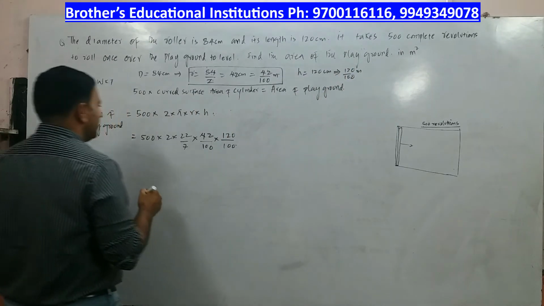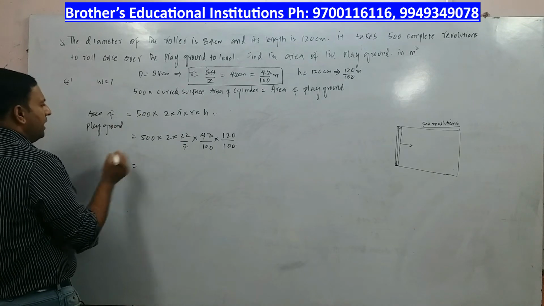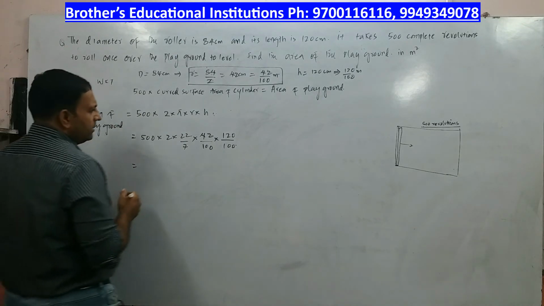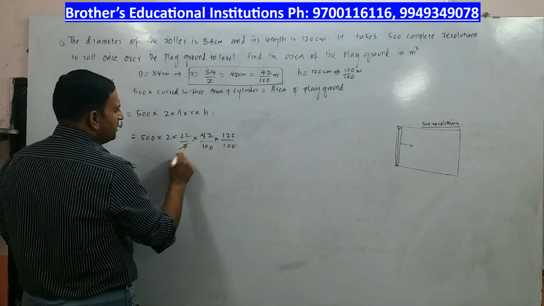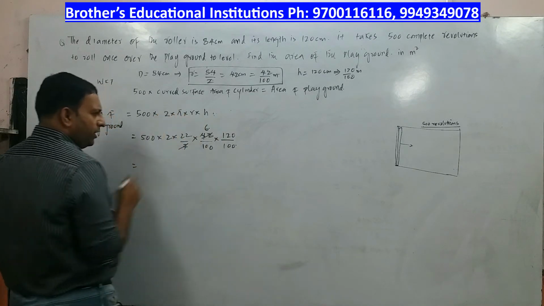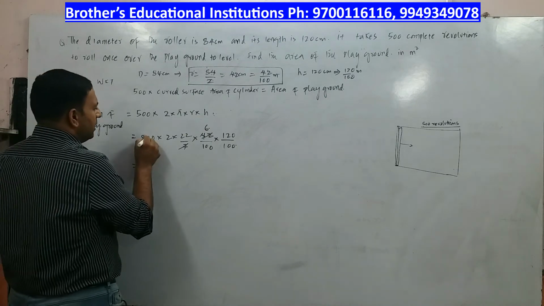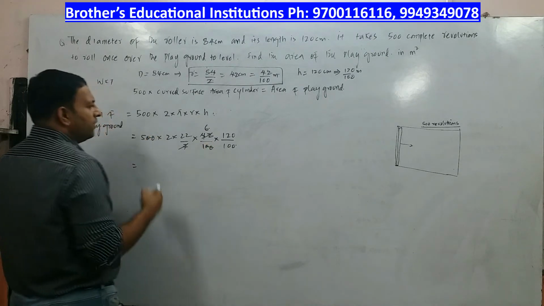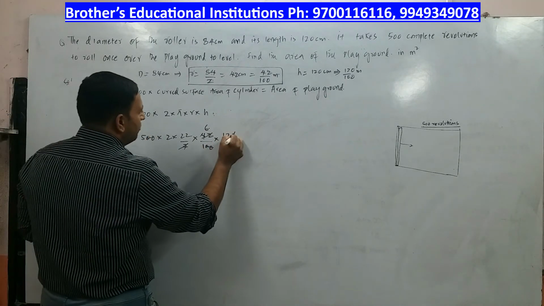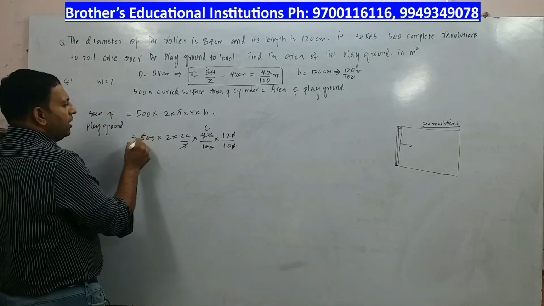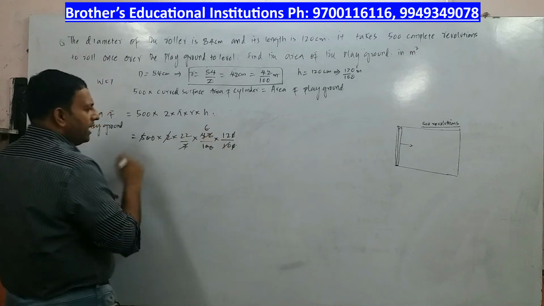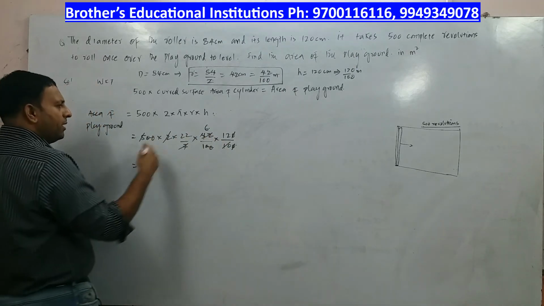All right, so this is the area of the playground. Now we need to calculate. Are any cancellations possible here? 7 6s are 42. Further any cancellations, I can remove these 2 zeros. Further any other cancellation, I can remove this 0 and this 0. Further any cancellations, 5 2s are 10. Any further cancellation, no cancellations in denominator, only you have to multiply.